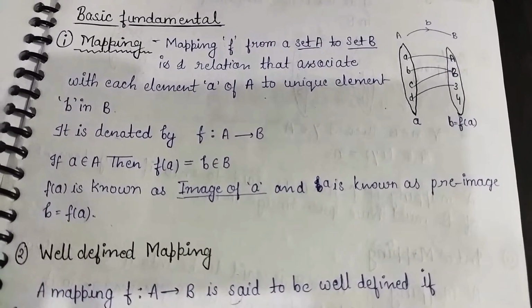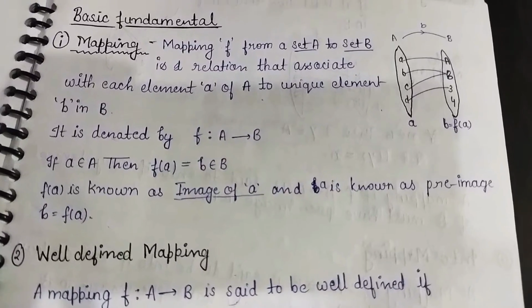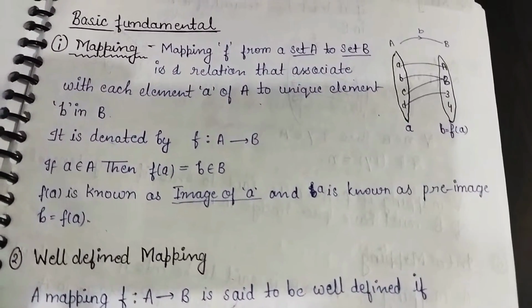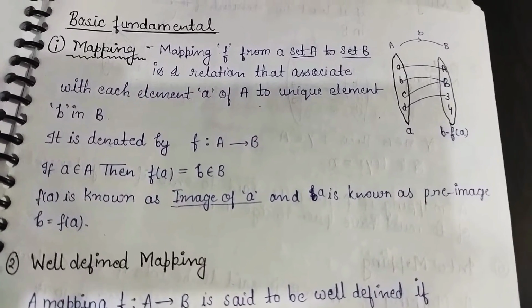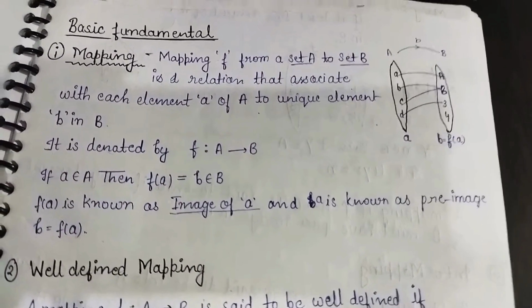My roll number is 205068 and my topic name is linear transformation. First I will discuss some basic fundamentals. The first one is the mapping.